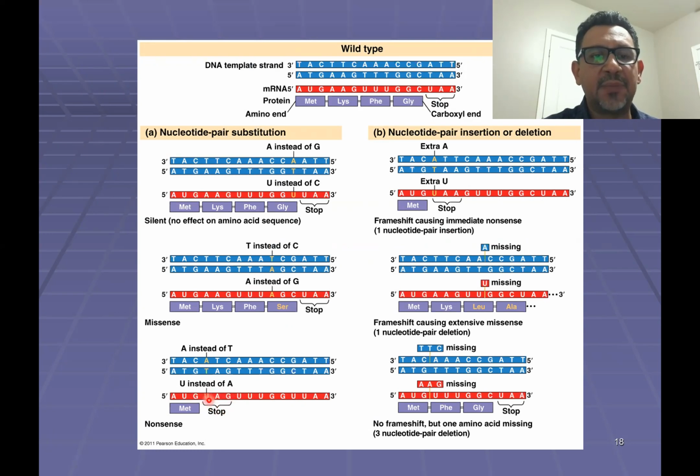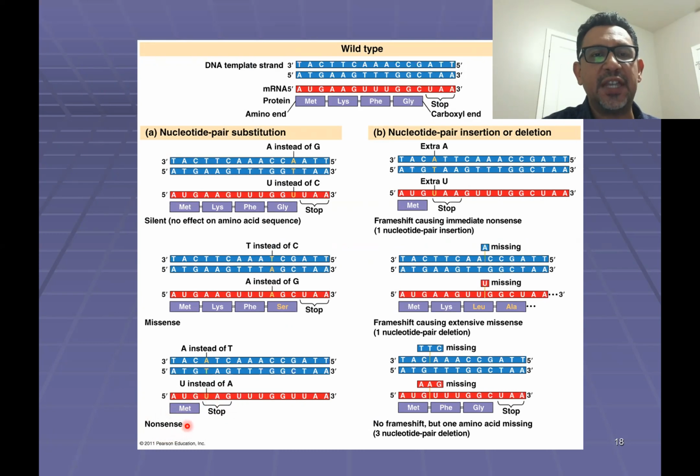The A has been replaced by U. This is going to be calling for a stop codon. It's going to be terminating the assembly of the polypeptide, and when the polypeptide assembly is terminated prematurely, we call this type of consequence a nonsense effect.